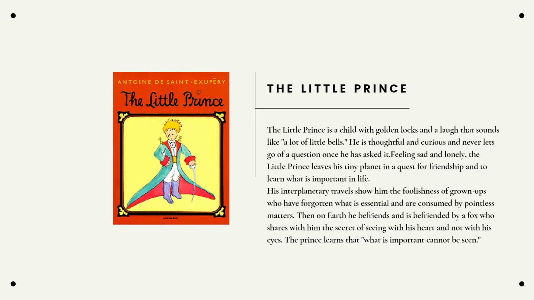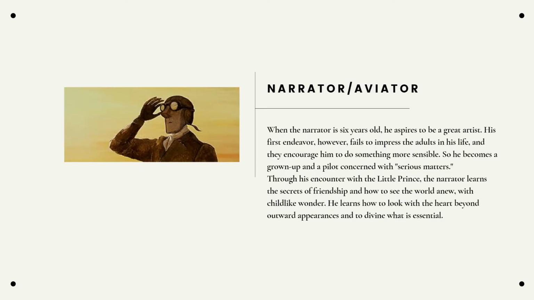Then on Earth, he befriends and is befriended by a fox who shares with him the secret of seeing with his heart and not with his eyes. The little prince learns that what is important cannot be seen. The narrator, or the aviator.